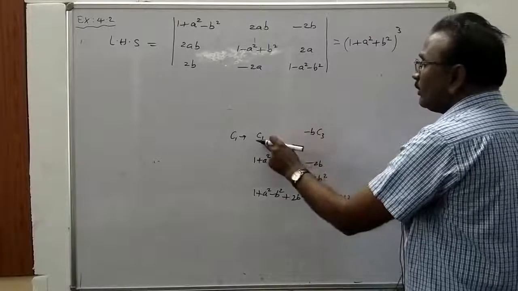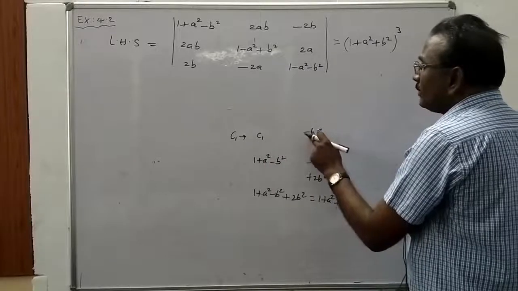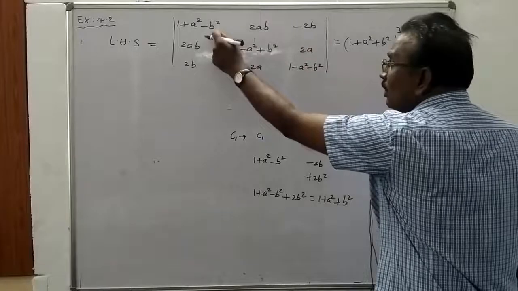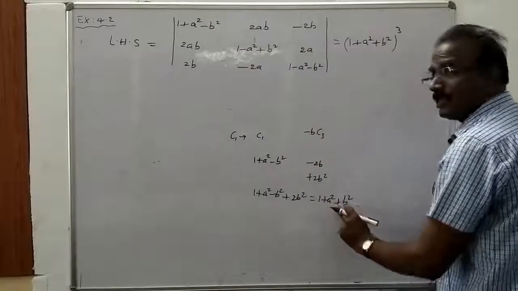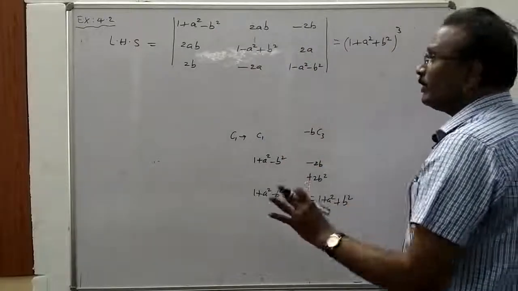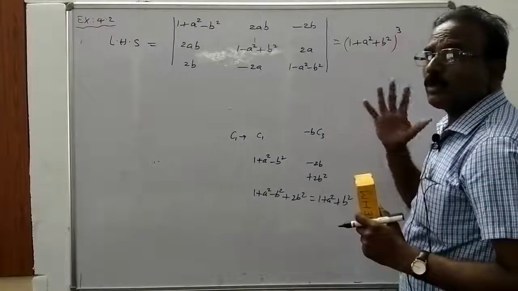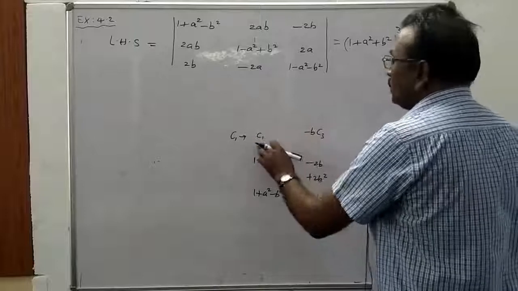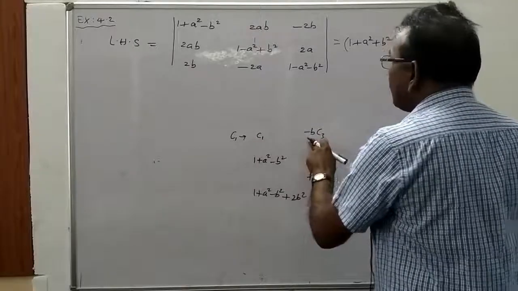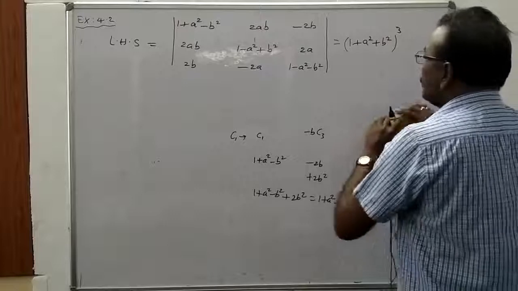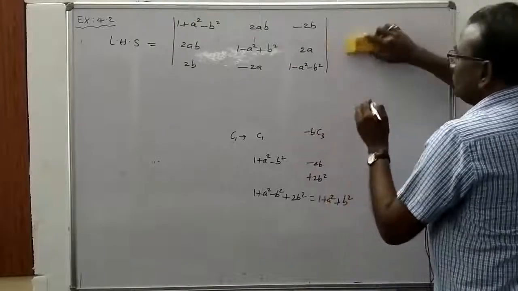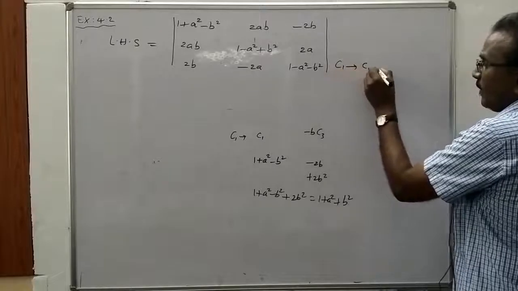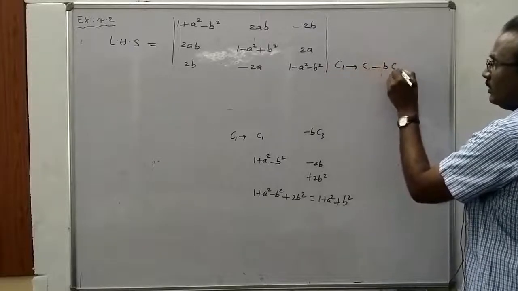Here multiply column 3 element by minus b and add it to the first column element. So we get 1 plus a square plus b square. So first observe the elements, how to get 1 plus a square plus b square common. So that is more important. So therefore here apply c1 is c1 minus b times of c3.